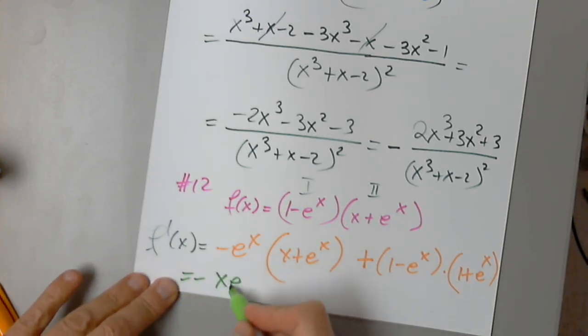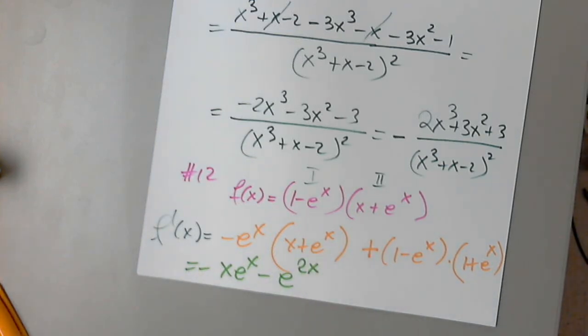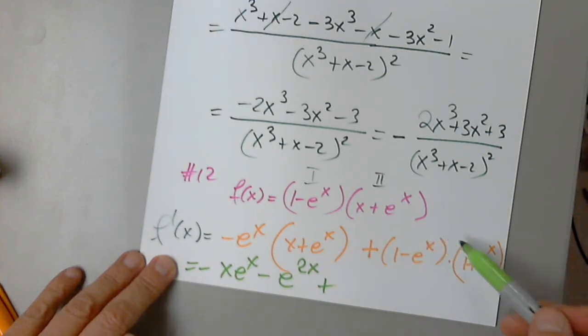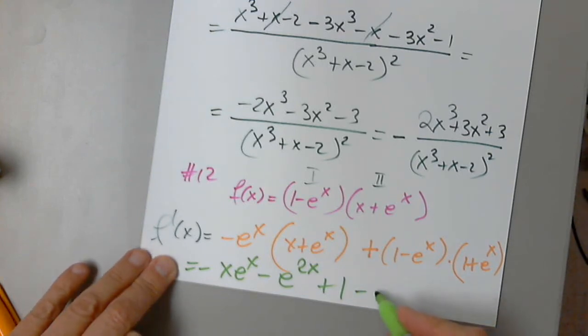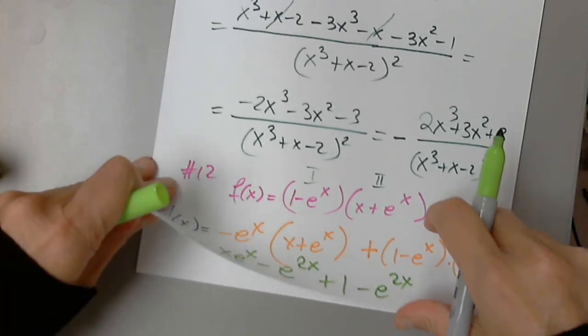So this is negative x e to the x minus e to 2x. We copy the base and add the exponents. e to 2x plus, e to the x times e to the x is e to 2x. Here I distribute, but this is like 1 minus b times a plus b, which is a squared minus b squared. Copy the base and add the exponent. And I can only combine these two. There is nothing else I can do here.